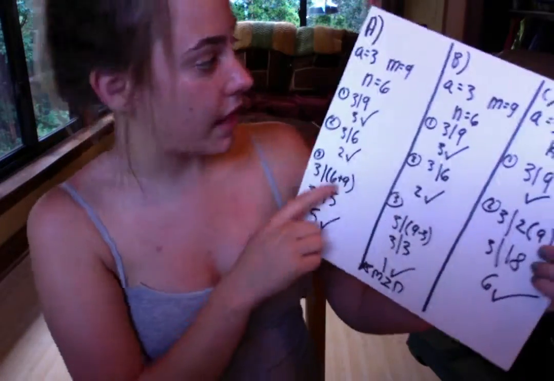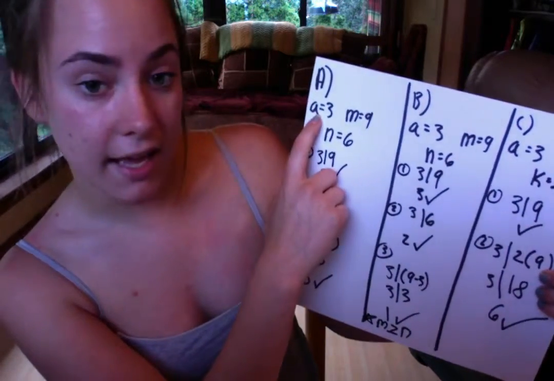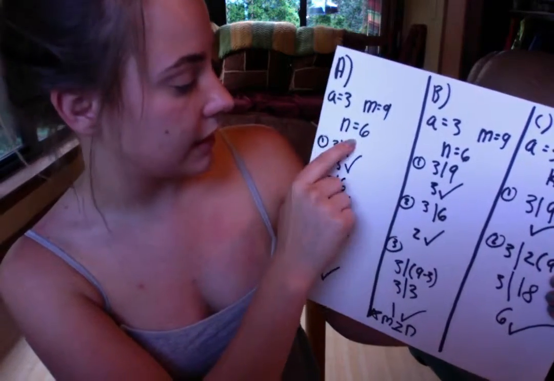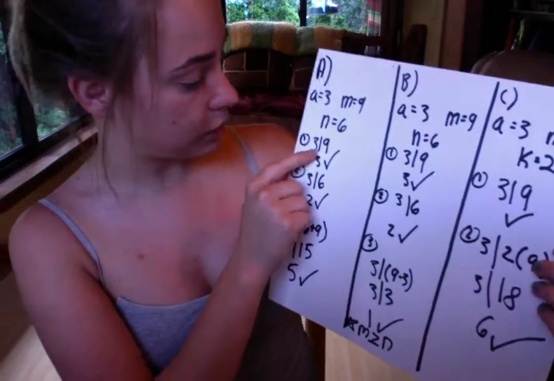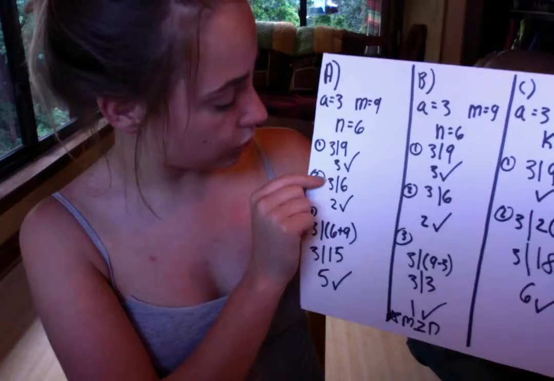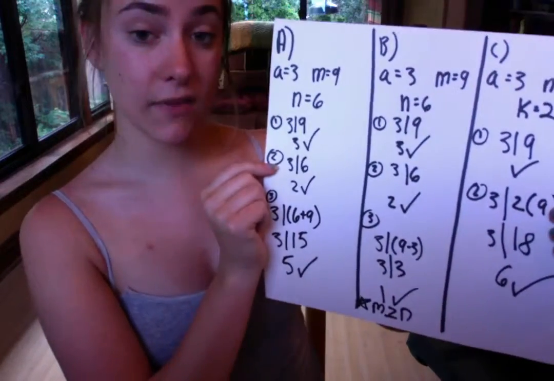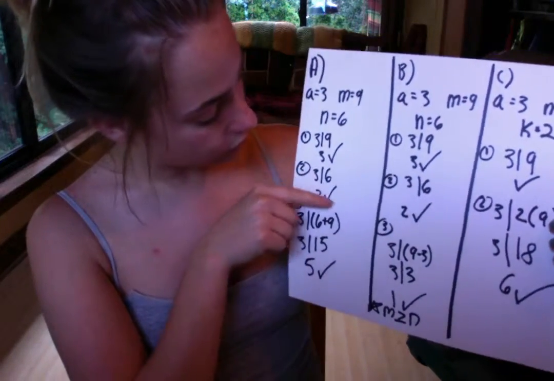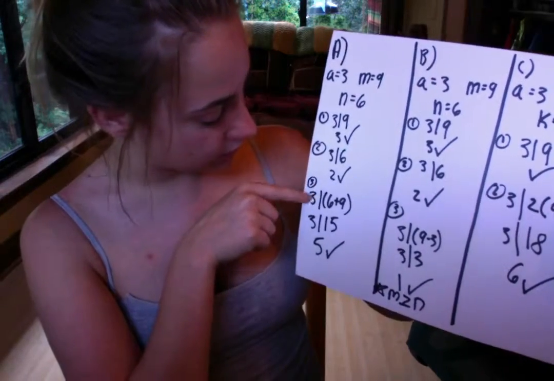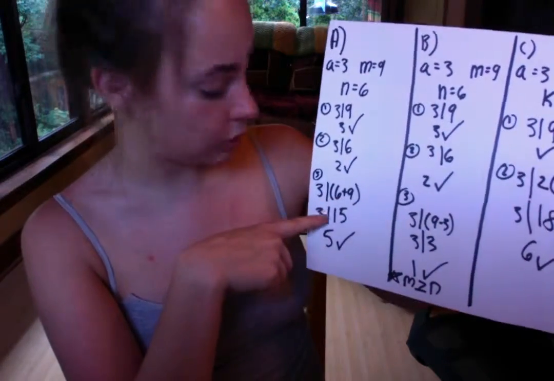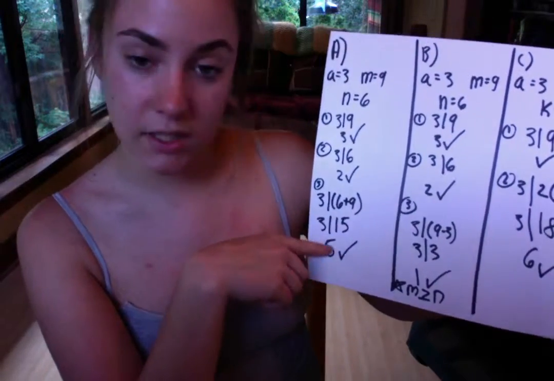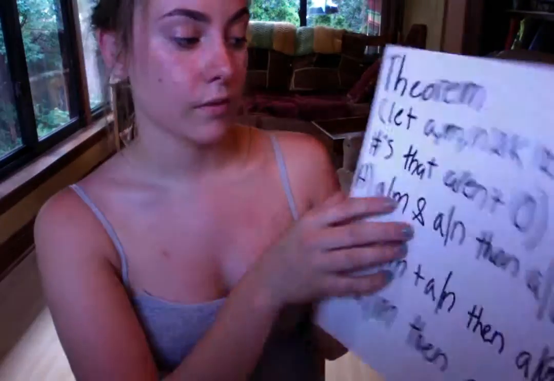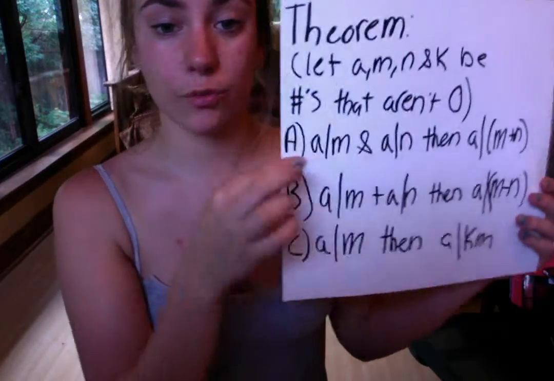Here's our example of that. We let a equal 3, m equal 9, and n equal 6. So first we had to have a divided by m be true, 3 divided by 9, true. Then we have to have a divided by n be true, which is 3 divided by 6, which is true. This means that 3 divided by 6 plus 9 should be true. Once we do a parentheses, 3 divided by 15, this is 5. This proves that this theorem is true.